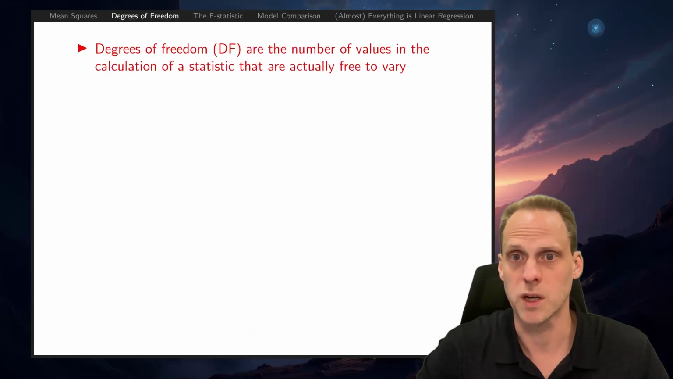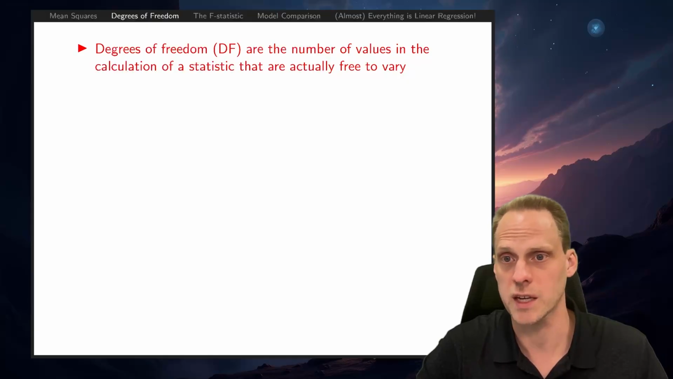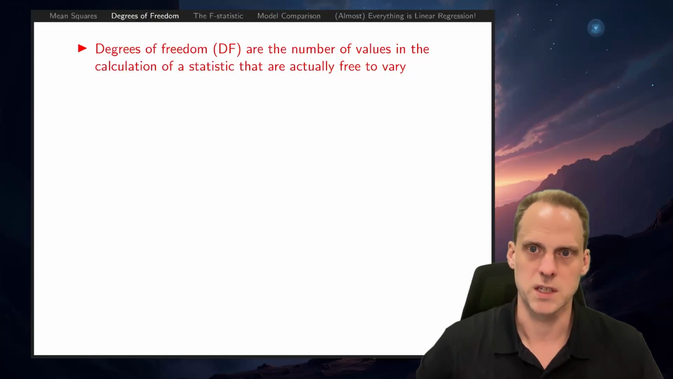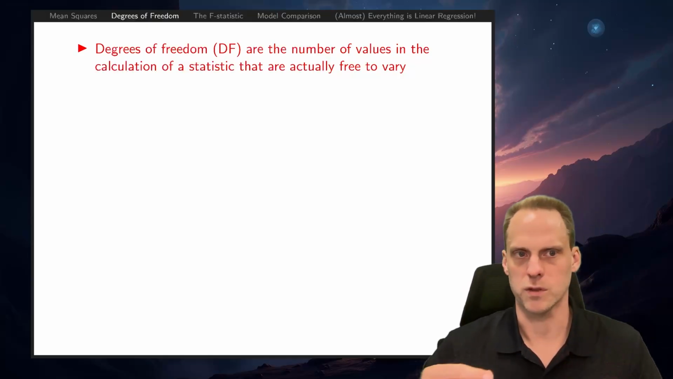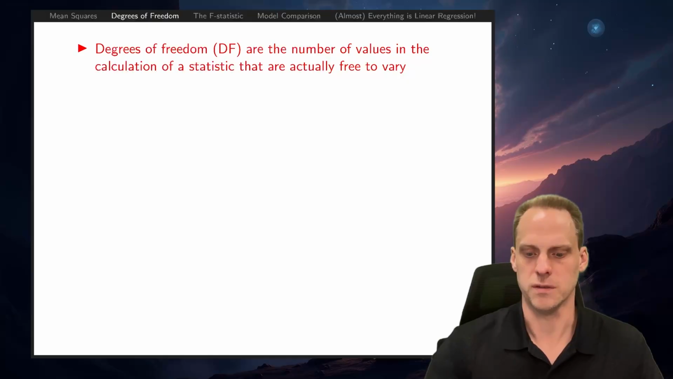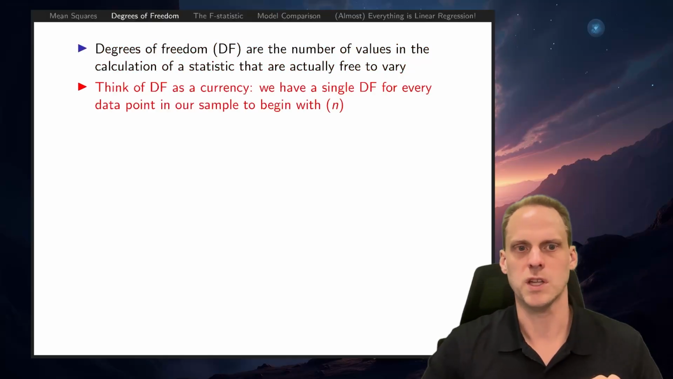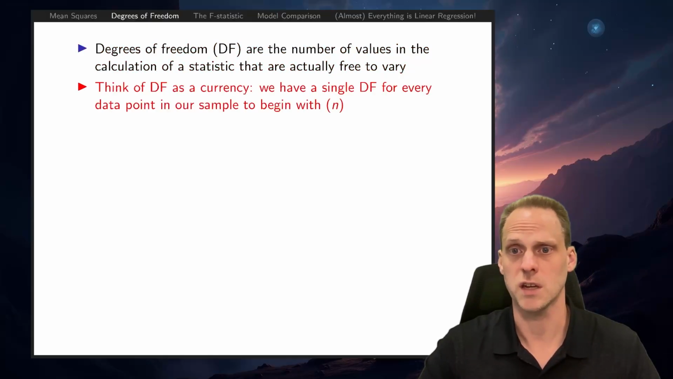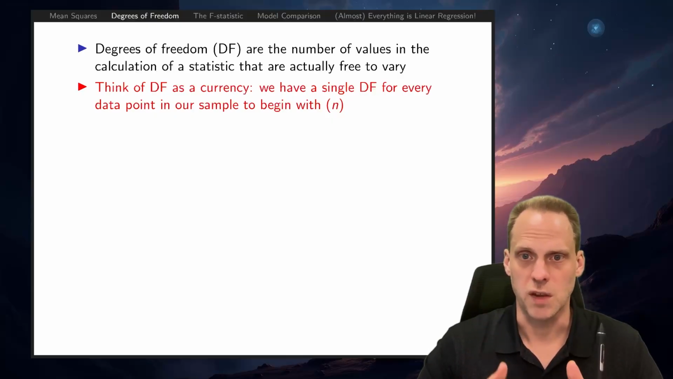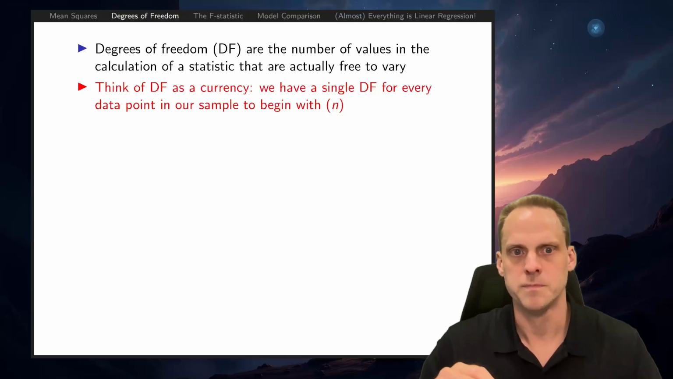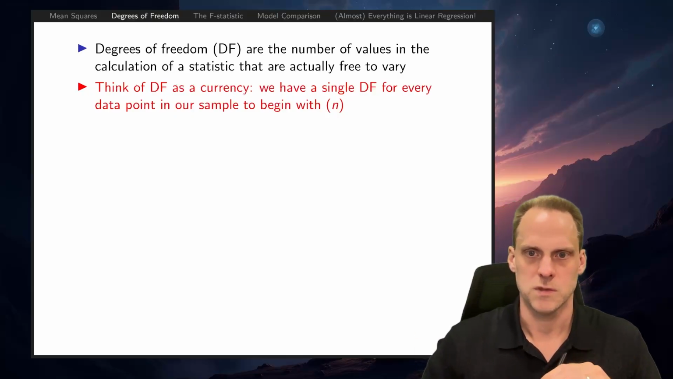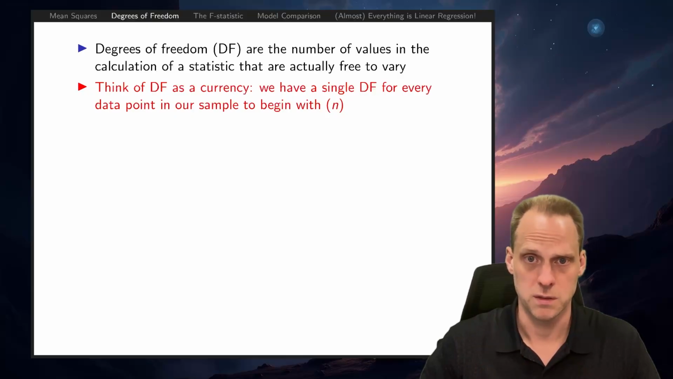So degrees of freedom are the number of values in a calculation of statistics that are actually free to vary. That sounds really weird, right? But it's basically from our data, how many of those values are actually free. So we can think of degrees of freedom as some sort of currency. So let's say we have a single degree of freedom for every data point in our sample to begin with. So if we have, let's say, 10 data points, we can see it as having 10 coins, basically, right? 10 currency. 10 pieces of information, to be exact.